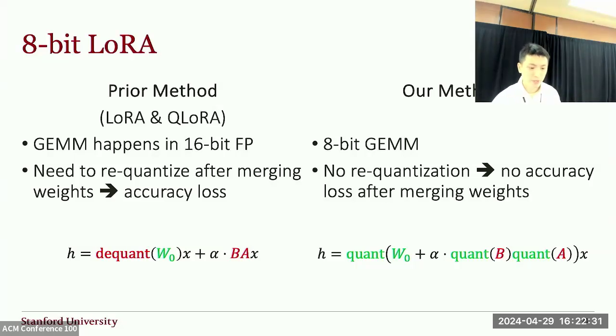LoRA by default enables 8-bit fine-tuning because the pre-trained weights are intact during the training. However, previous methods perform the LoRA matrix multiplication in 16 bits and dequantize the pre-trained weights before performing the linear operation with inputs. Our method improves upon the 8-bit LoRA by quantizing both the LoRA weights and the merged weights, so that we keep everything in 8 bits during training. Also, there is no accuracy loss because everything is 8-bit. So similar to quantization-aware training, this guarantees that we don't need to re-quantize the model after we merge the weights.